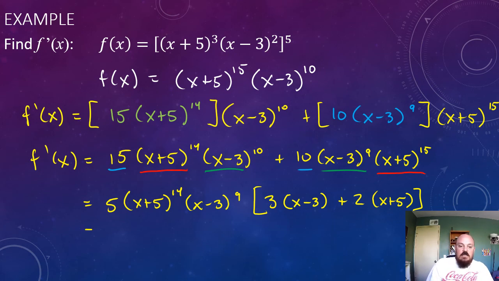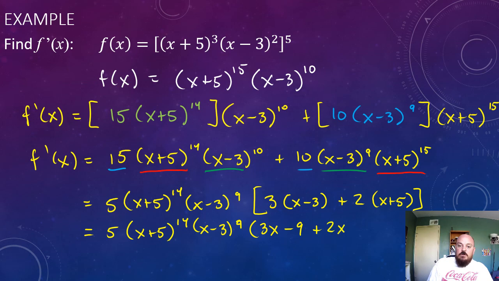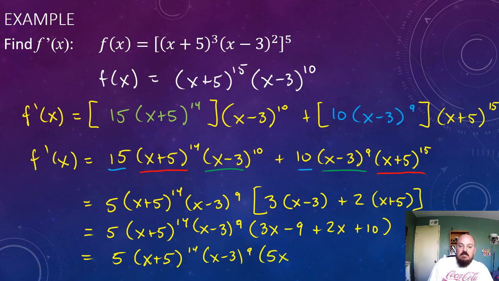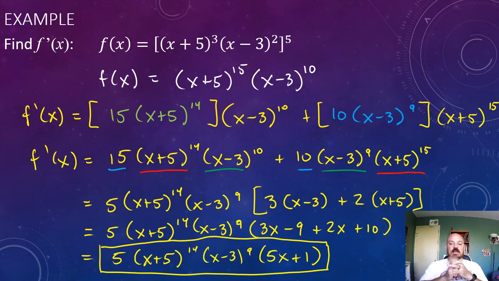So all we've got to do is clean up that last block of parentheses there. I'll do that by distributing the 3. That would give me 3x minus 9. And I'll distribute the 2. That would be plus 2x plus 10. And if you combine your like terms, your final answer for this one, let's leave all this from the beginning, for my last one I would have 5x plus 1. So this right here is my final answer for f prime of x.